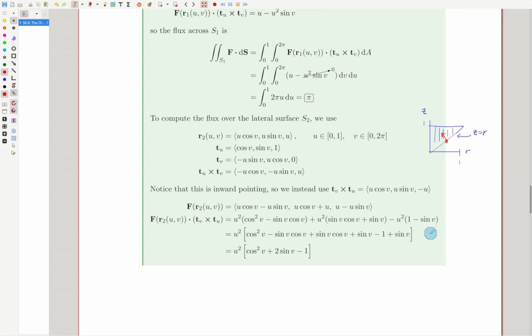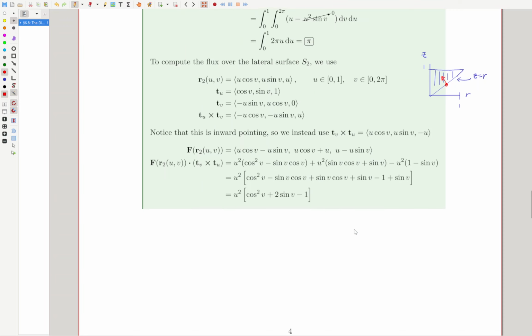Then we can simplify that a little bit, which will certainly be necessary because we have to integrate over this. Pull out the u squared, you get all the things in parentheses. And then there's a slight cancellation. So you get this minus sine v cosine v and plus sine v cosine v. And the sine v's doubled up. So here we have this. That is as simple as we can get the integrand for our surface integral.